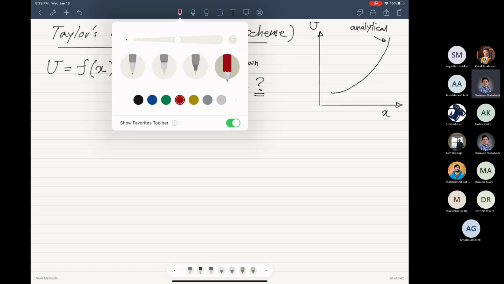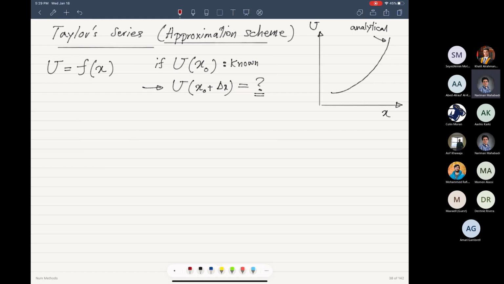Okay, let's see what does this mean. Well, we have x naught, right? This is known. So you only have the information of this point. This is u at x. So the question is, can you find this unknown function at this point, which is x naught plus delta x, right? And this is really your space interval.